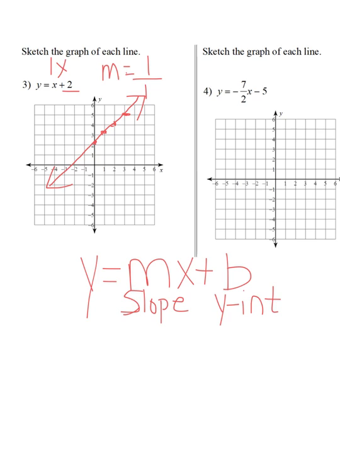Now let's talk real fast before I show the other one. If there would have been a negative sign in front of that x, then my hidden slope would have been negative 1, which would mean down 1 over 1. So now let's look at number 4.